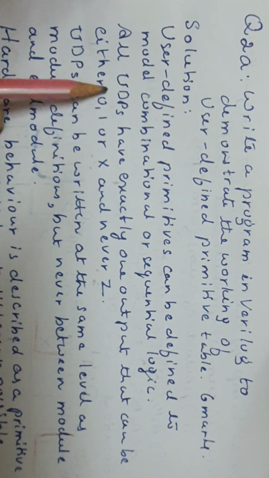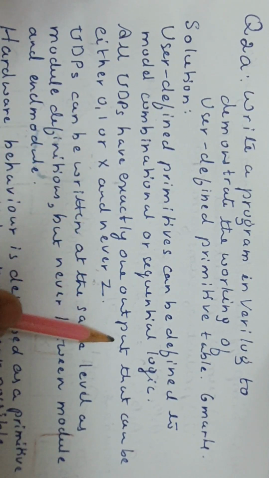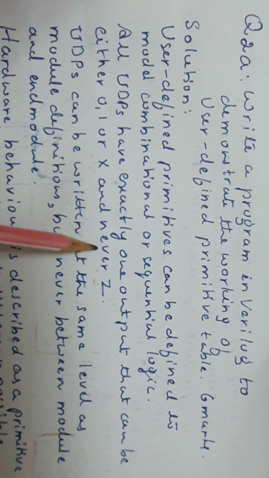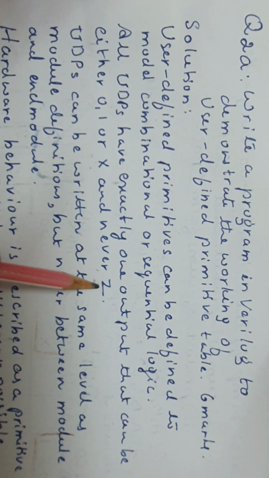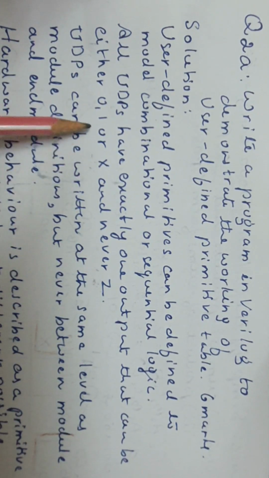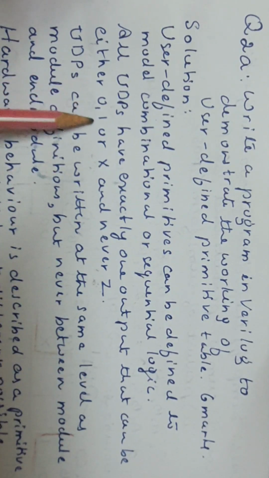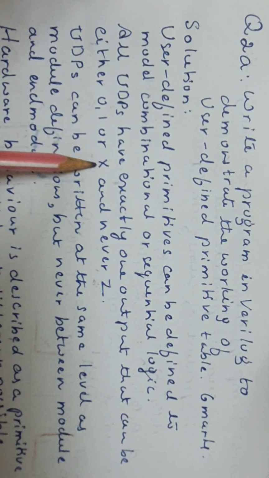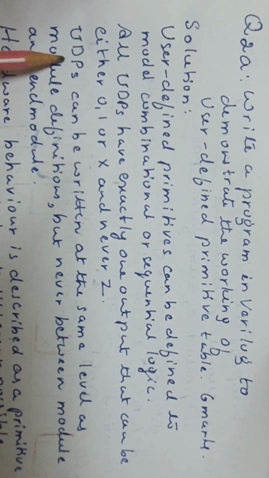All UDPs, user-defined primitives, have exactly one output that can be either 0, 1 or X and never Z. Z means here high impedance state, that is open circuit. The output is never defined as Z, but it can be either 0, 1 or X. The output can be 0, 1 or X, meaning don't care condition, right? So UDPs can be written at the same level as module definitions but never between module and end module.